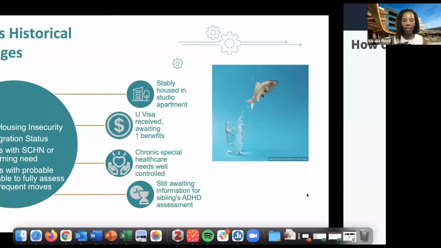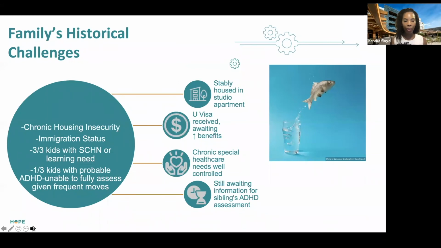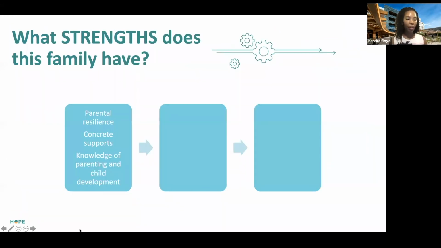So now let's talk it through over here. What we noted during our visit was, as we talked about before, it's really easy to get overwhelmed with the family's challenges. And we knew this family well, right?